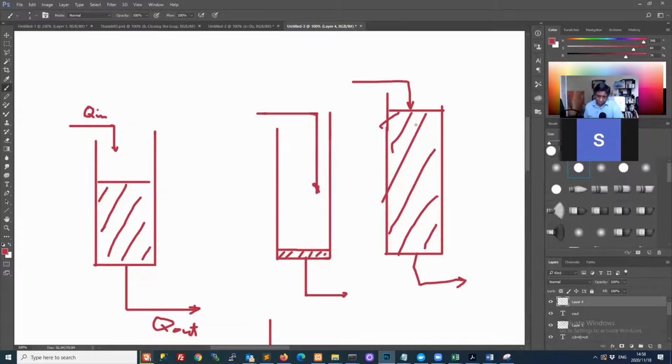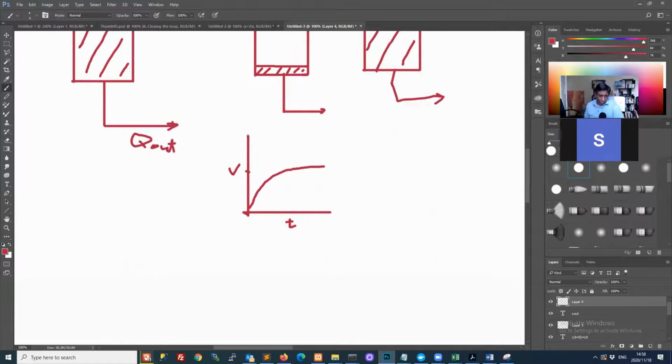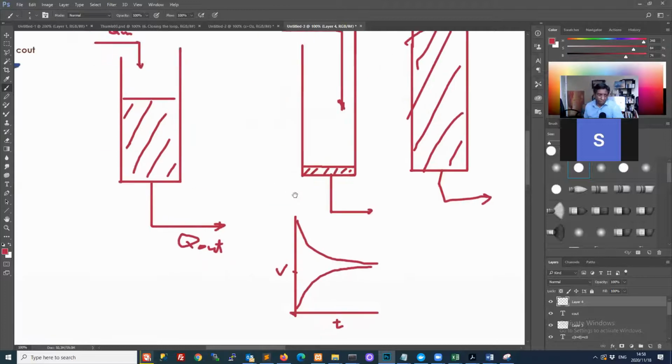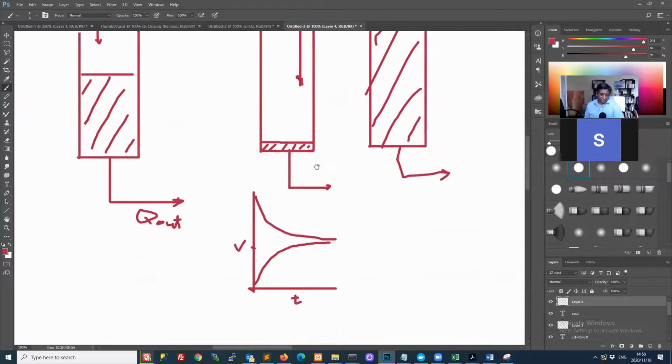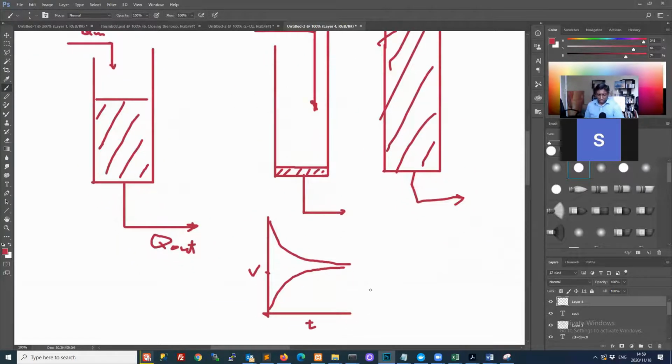That means your level is going to drop, but that level will drop and then it will reach some point where the two balance. So it might end up doing something like this. So if you start from a high value and come down, right, the volume is going to drop, and then it will reach a point where the two are equal, right? So that's what can happen. So that's a situation where we have a nice stable steady state.